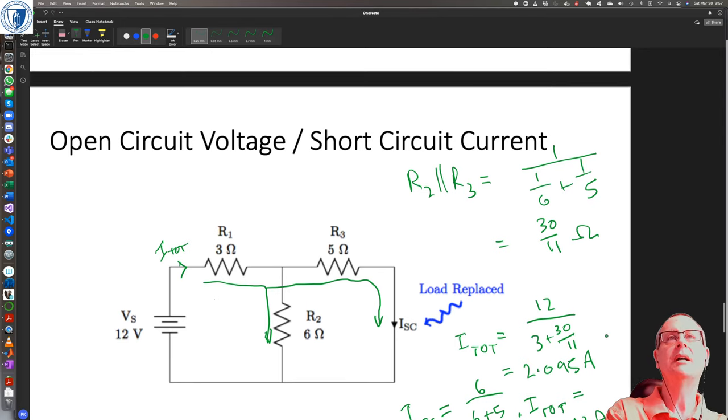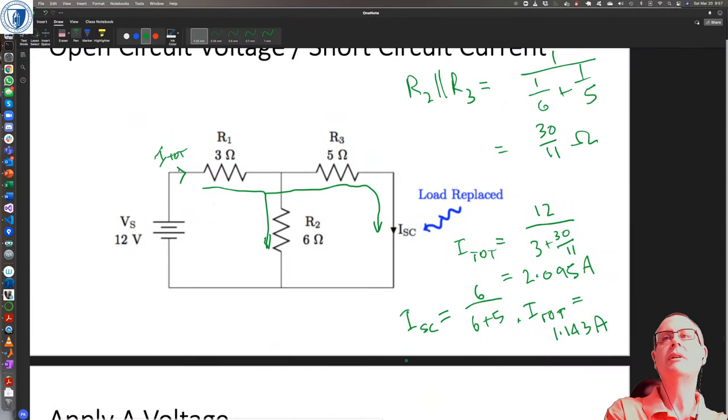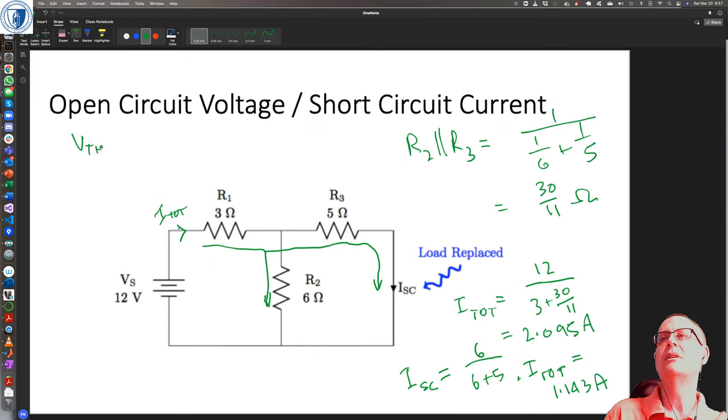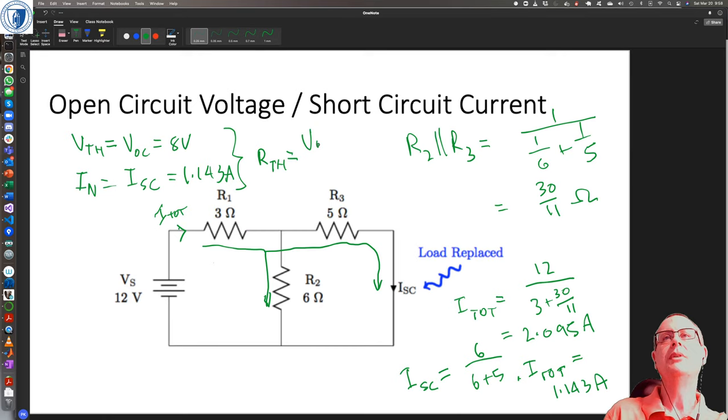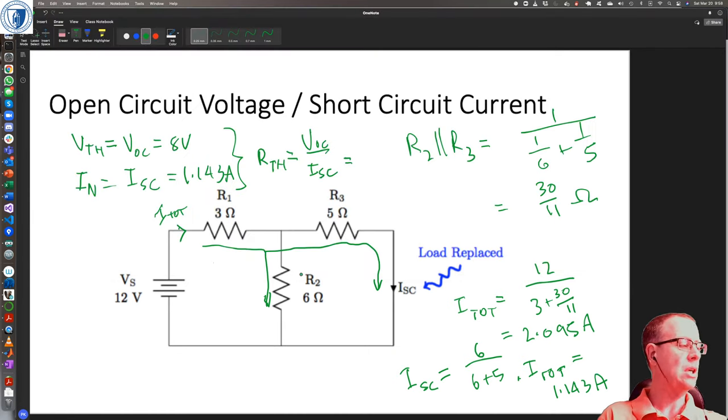Okay, so now we have the Thevenin voltage. So we know VTH, which is VOC, is 8 volts, and IN, in fact, which is ISC, is 1.143 amps. Combining those, our Thevenin resistance is VOC on ISC, which equals, funnily enough, the same answer we got before, right? 7 ohms.